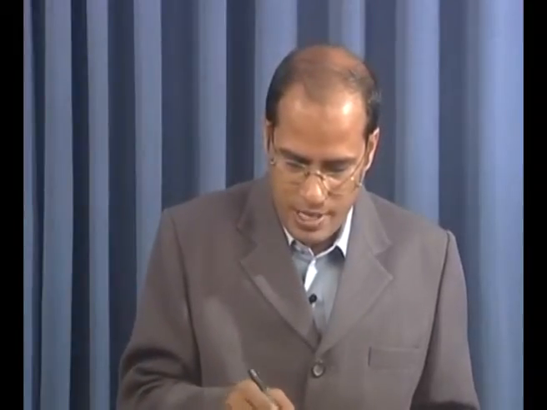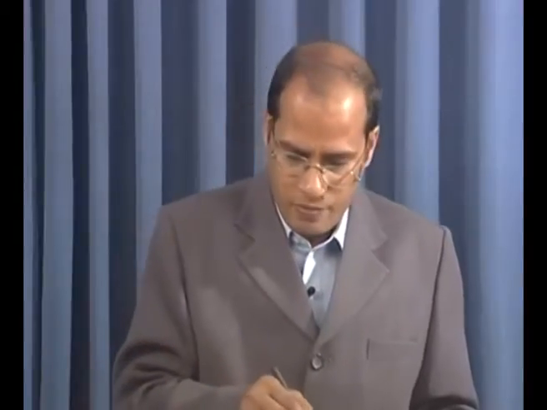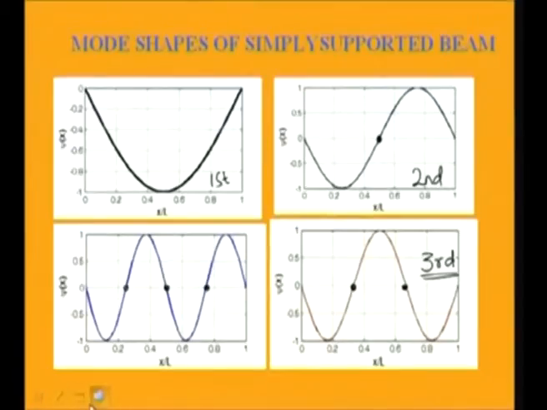So, the nth mode frequency is n square times the first mode frequency. In case of a simply supported beam, the nth mode frequency is n square times the first mode frequency, and we have already seen the expression for the mode shape. So, you can find the mode shape.